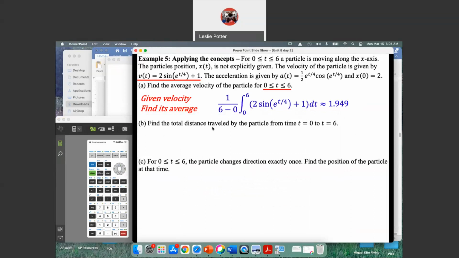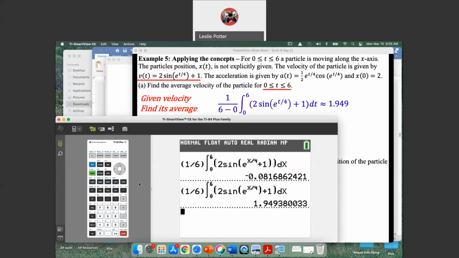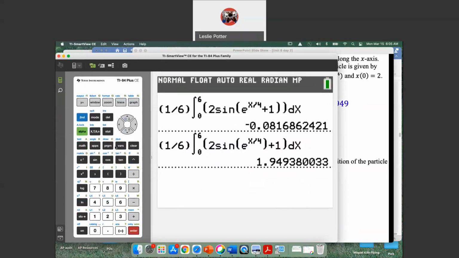Find the total distance traveled by the particle from t equals 0 to t equals 6. Okay, so total distance traveled. So it's looking for integrating that velocity function with an absolute value around that. And that's what makes the graphing calculator so powerful. We can actually do all that right on the calculator. So I'm going to make the calculator bigger so that I can see the buttons better.